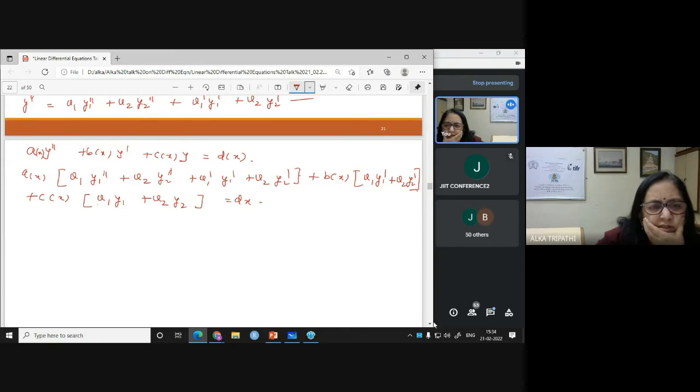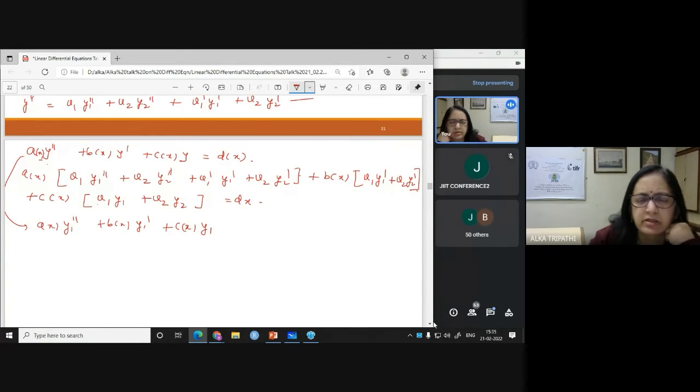Take care that since y1 and y2 are solutions of this equation, that means ax y1 double dash plus bx y1 dash plus cx y1 is equal to 0, because y1 is a solution of the equation. So this is 0. Similarly for y2 also. So let me write for that form only.